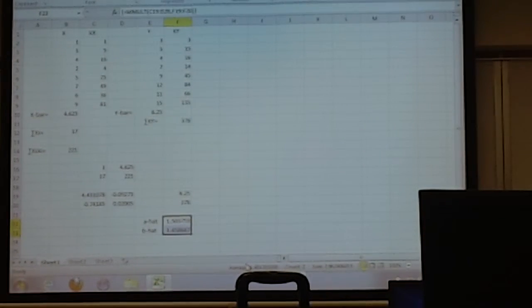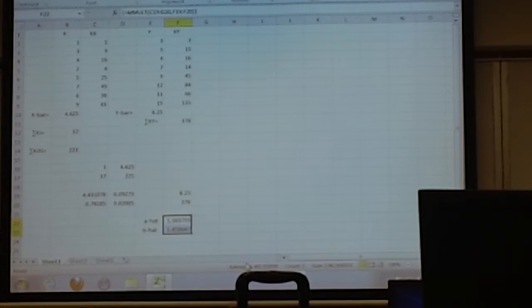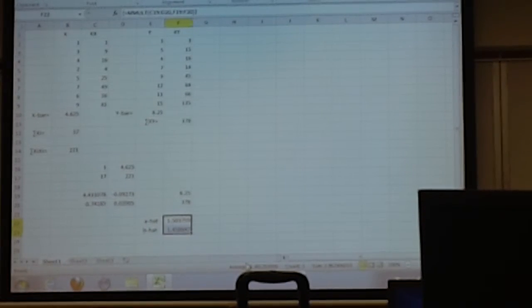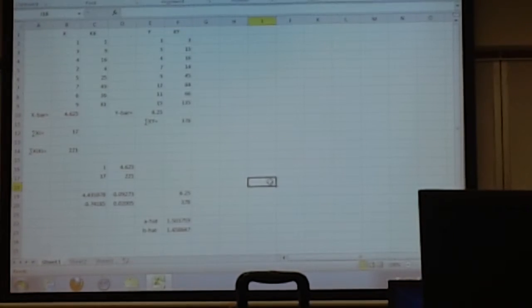The next week I'm going to show you when we have three explanatory variables, or four. You can have any number of explanatory variables, same principle. Now I want to show you that this is the correct answer.